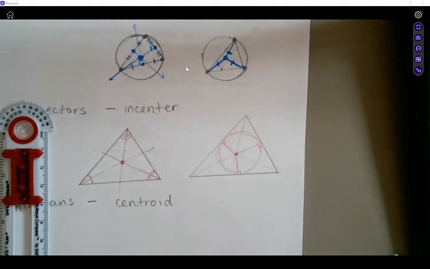Okay, so the main reason why I wanted to point this out, though, is because there are little segments that you need to know the relationships about.